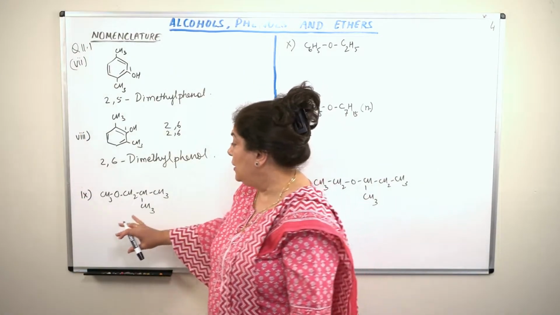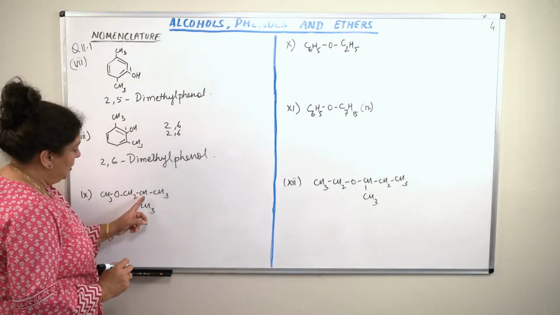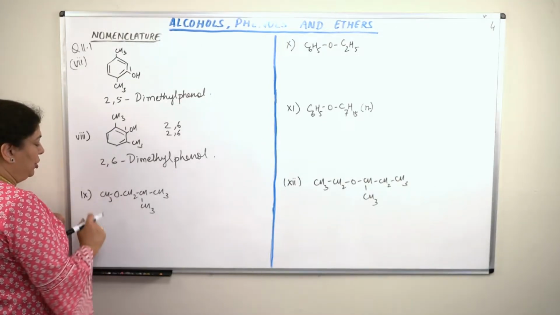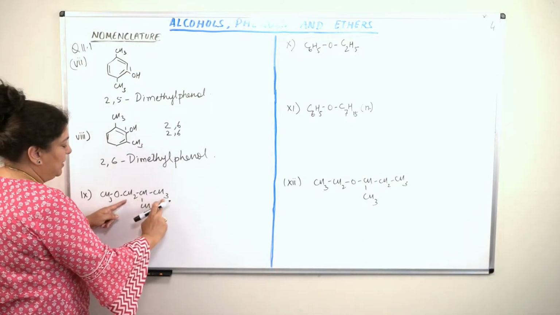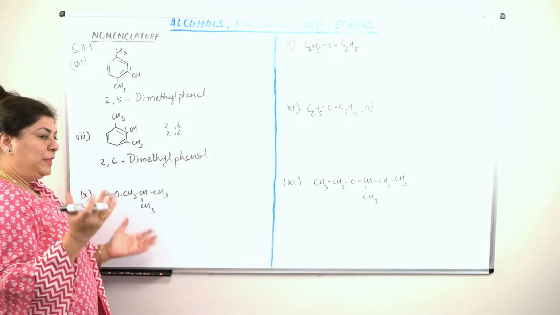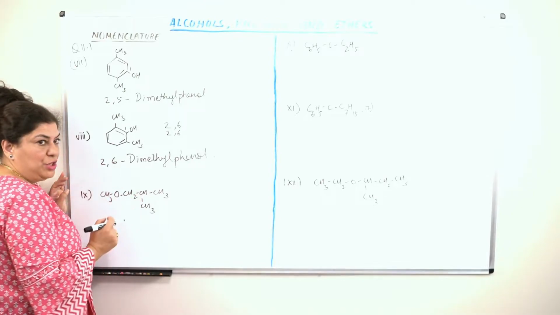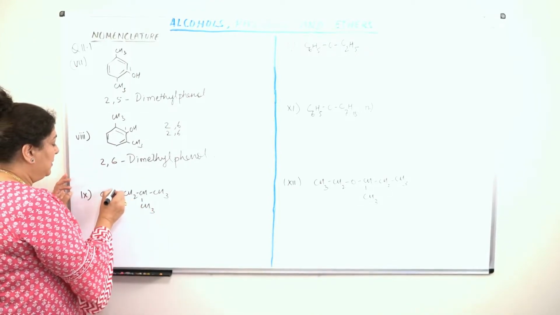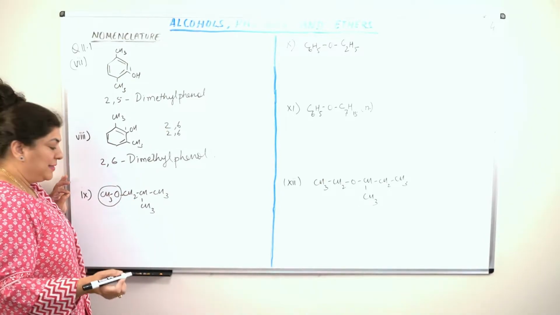So let us now do the 9th question. This is CH3O, CH2, CH, CH3, CH3. Do you see? This is an ether. There's an oxygen in between. And on one side you have CH3, on the other side you have CH2, CH, CH3 with a branch. This is the larger hydrocarbon. So we assume that there are 2 alkyl groups. Which is the larger group? Here. So 1, 2, 3, it is propane. And this is a methyl group attached to the propane. And this becomes the substituent. It is treated as a substituent.